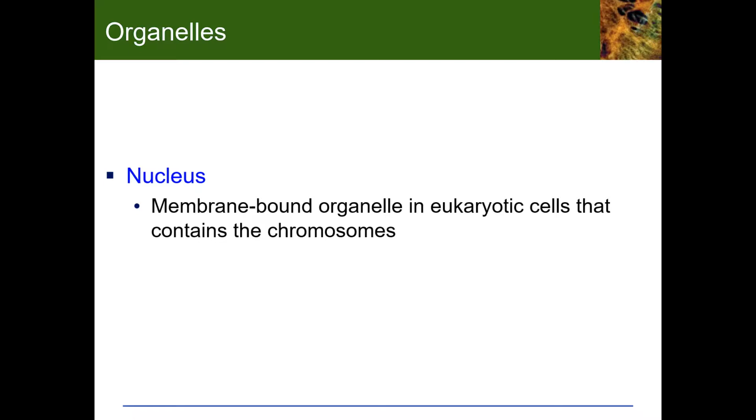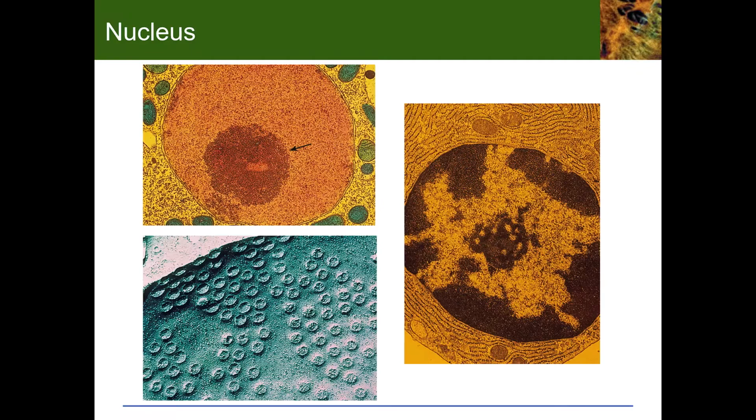Okay, nucleus, a membrane-bound organelle in eukaryotic cells that contains the chromosomes. And here are some pictures of the nucleus. To the bottom left there, it looks like the surface of the moon with all the craters. Those are actually nuclear pores. Then to the right, you have another type of cross section. In the photograph to the right, you can see all those little things that look like worms are actually cross sections of the lumen of the endoplasmic reticulum.